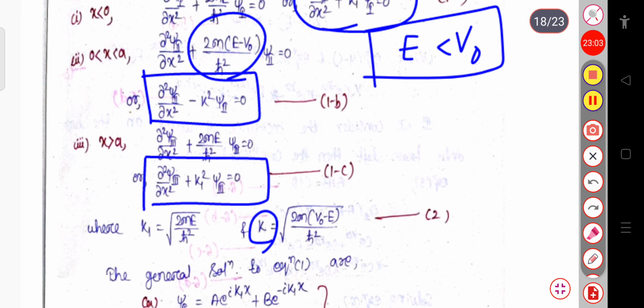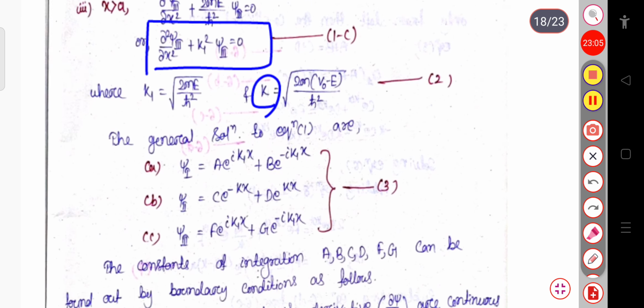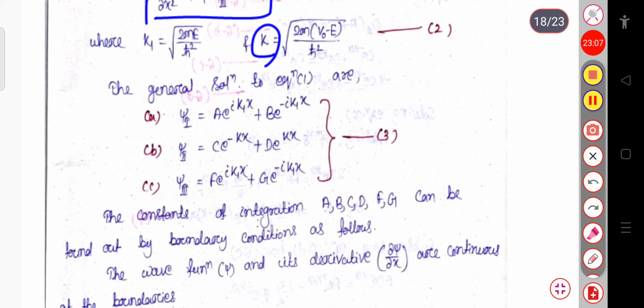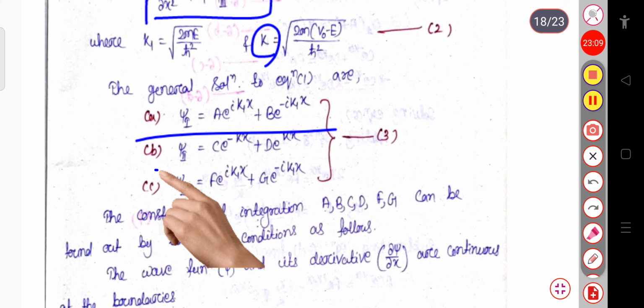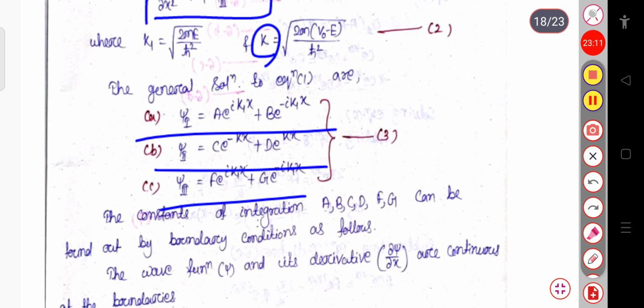So here we will get the three solutions, that is psi 1, psi 2, psi 3 for the three different regions, and similarly we can calculate the wave function or the eigen function. So these are basically the eigen functions.